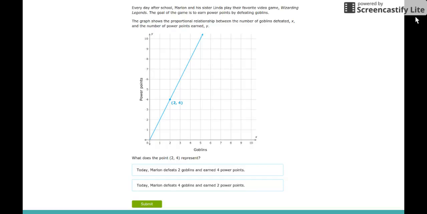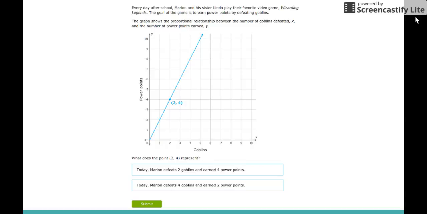The first step will similarly be to read for information and understand what the graph is representing. In this case, the xy coordinate is representing the number of goblins as the x value and the power points as the y value. We know this because the x-axis is labeled as goblins and the y-axis is labeled as power points. This problem is a more conceptual version of the previous because it is giving the point already.